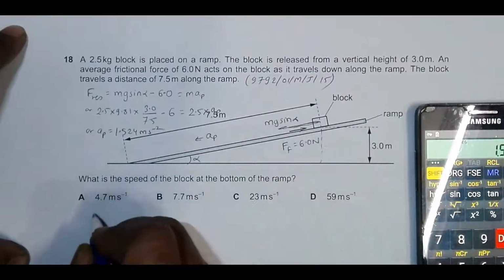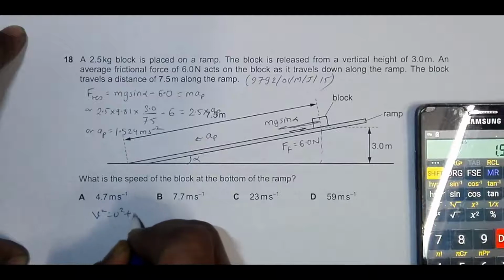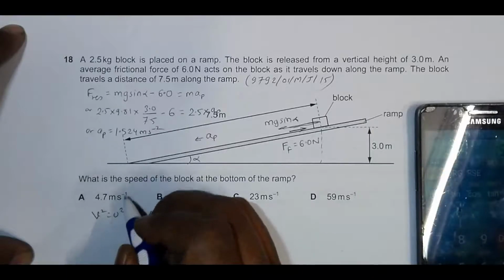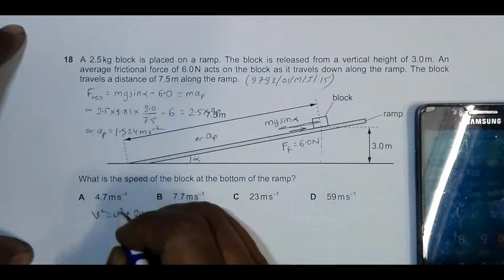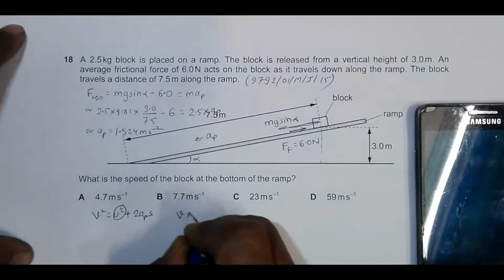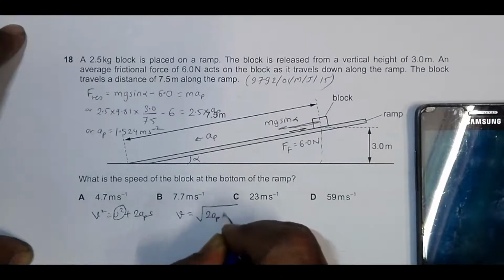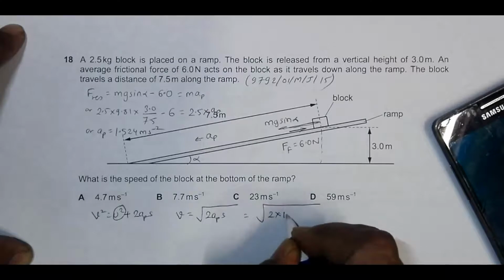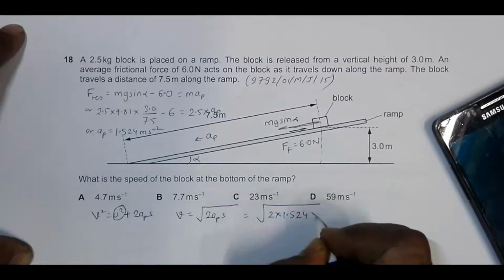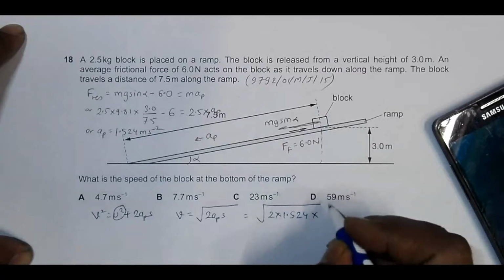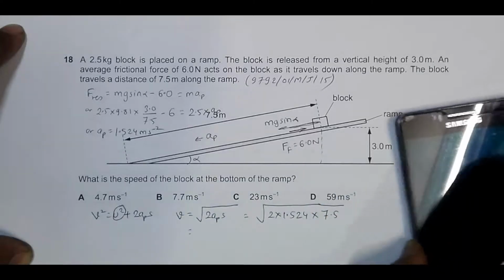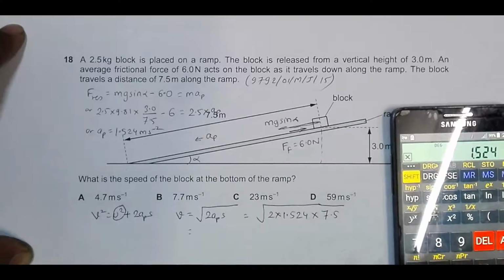The velocity here will be v squared equal to u squared plus 2 AP into the distance traveled. The initial velocity is 0, since it says that the block is released. So this is 0. So we must have v equal to root of 2 AP into s. That's equal to 2 into AP, which we just determined, 1.524, into s, which is from here to here, 7.5 meters.